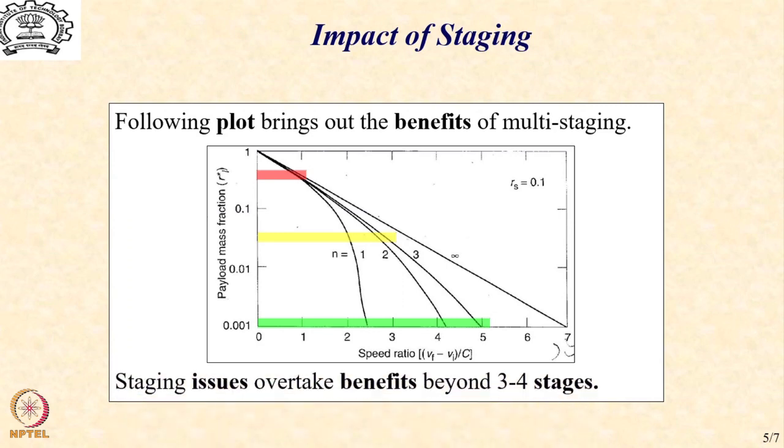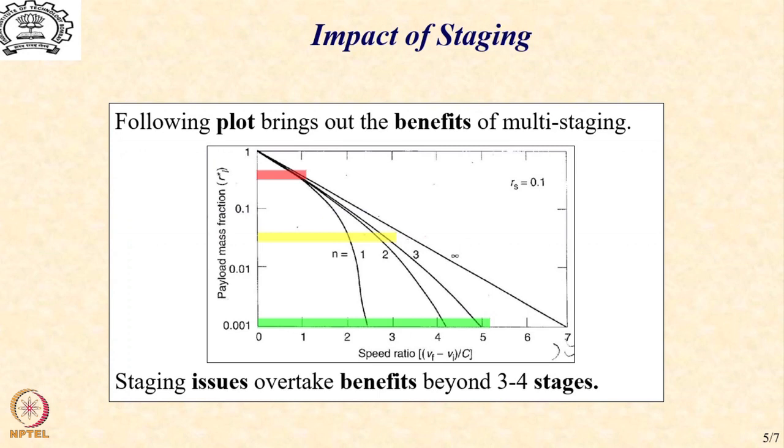Of course, we also see from this picture that infinite stages is not really a workable option for two reasons. One, you have the law of diminishing returns, so that beyond three stages, the actual benefits in terms of percentage are significantly smaller in relation to the complexities that will increase. Because every time you add a stage, you need to create a mechanism that will handle the separation of the inert mass of that stage and will also hand over the control to the next higher stage.